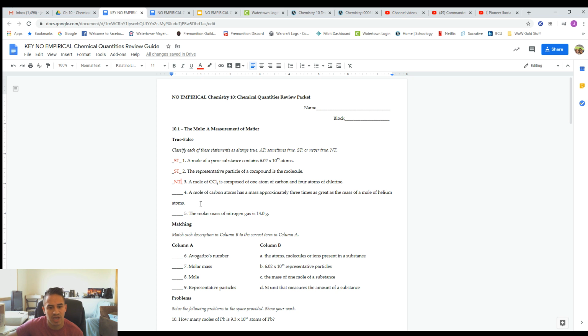Number 4, a mole of carbon atoms has a mass approximately 3 times as great as the mass of a mole of helium atoms. All right, so basically it's just saying that the mass of a carbon atom has approximately 3 times the mass of helium. So let's see if that's true.